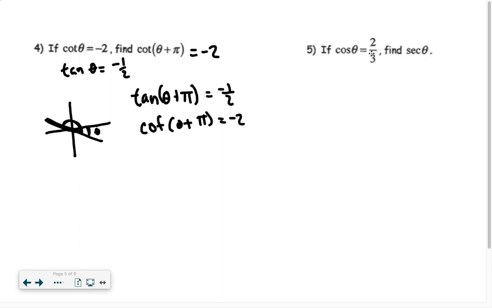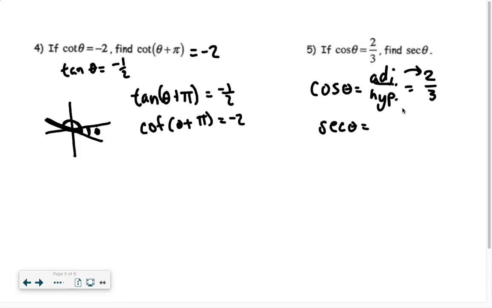Cosine of theta is 2/3. So cosine of theta is adjacent over hypotenuse. Secant of theta, sorry, this is 2/3. So adjacent and hypotenuse. Adjacent's 2, hypotenuse is 3. If it's not on the unit circle, we can have a hypotenuse of something other than 1. It's a similar triangle, so we could just pretend that we weren't working with the unit circle at all, even if we were.